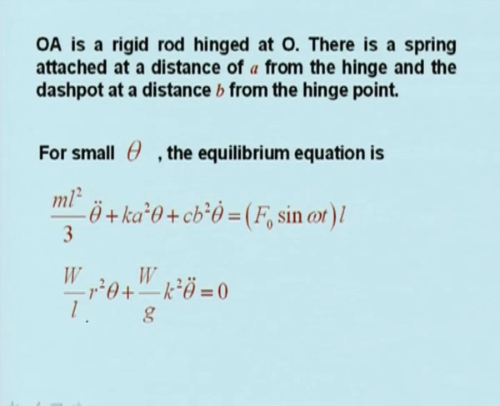This will be ml square by 3 theta double dot. There is no need to write this equation again: f0 sine omega t into L.